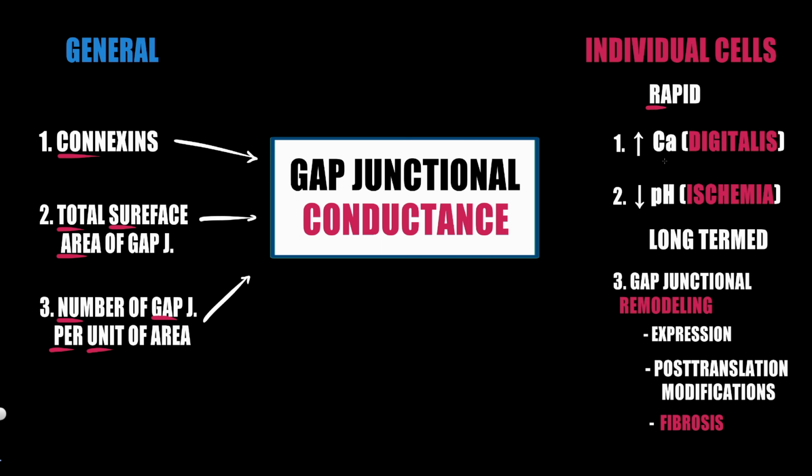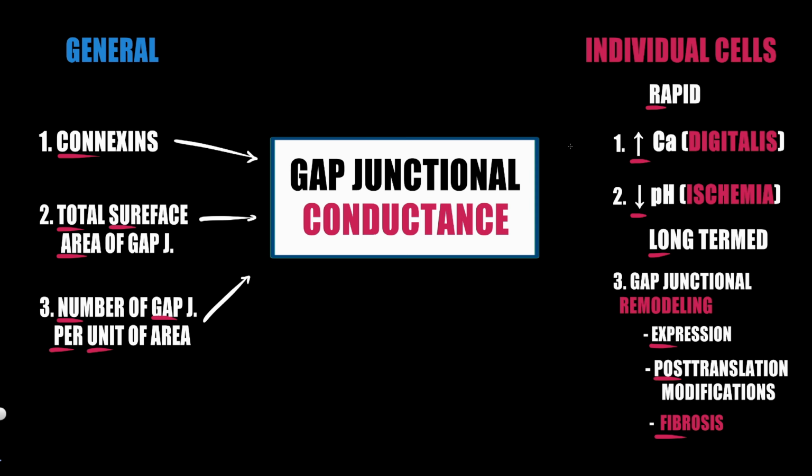Also, gap junctional conductance can be reduced by elevated intracellular calcium level, for example due to the effects of digitalis, or by low intracellular pH below 6.5, as occurs in ischemia. A process that occurs over a longer period of time and reduces gap channel conductance is called gap junctional remodeling. Remodeling can lead to changes in gap junctional protein expression or post-translational modifications.